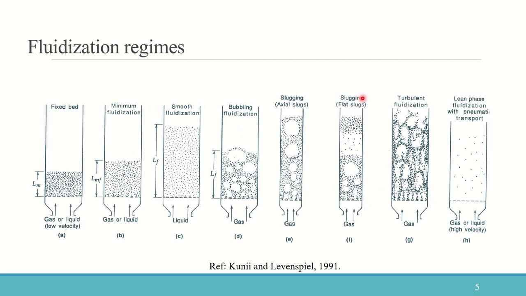After slugging, if we further increase the fluid velocity, we call it turbulent fluidization, because the bubbles start to break when they reach the surface of the bed and pop out the solids, and recirculation takes place over here. There would be movement of solids to the upper surface and they would be pushed down. After that, with further increase in the velocity, the particles escape the bed, and it is known as lean phase fluidization with pneumatic transport. The solid particles are being transported over here. So this is the fluidization regime.